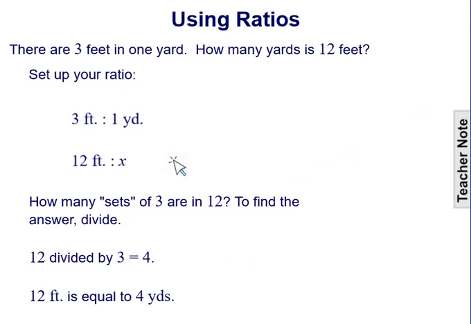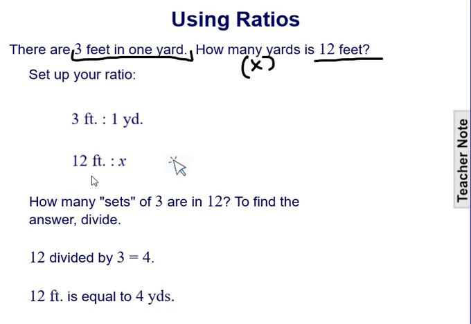Here's another example. We have there are 3 feet in 1 yard. How many yards are in 12 feet? So setting up our ratio, the first thing we're given is there are 3 feet in 1 yard. So that's where we're getting 3 feet to 1 yard, that ratio. Now we want how many yards, so that'll be our variable x, in 12 feet. So 12 feet we're lining up with 3 feet, and our unknown is matching up with the 1 yard.